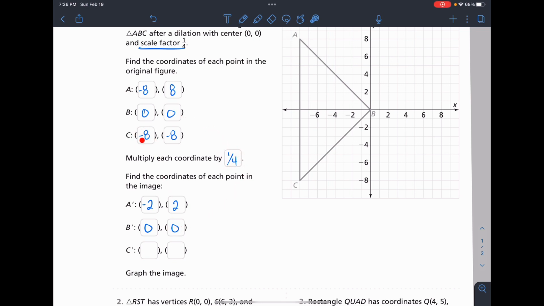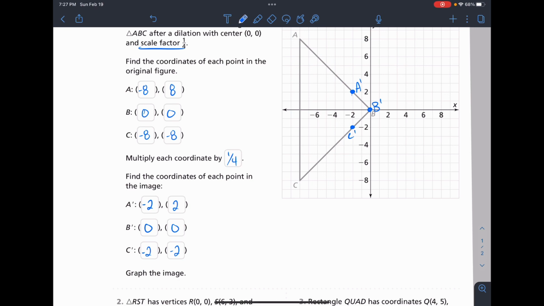Now we're going to do the same thing we just did for letter A with letter C. We're going to do negative 8 times a 1/4, and then we're going to do the other one, negative 8 times a 1/4. And we're going to put both of those answers down here. And when you do that, you should get negative 2 on both. Now all you got to do is just go graph this. So negative 2, comma 2 would be here. 0, 0 would be here. It's A prime, B prime, and then C prime is negative 2, negative 2.